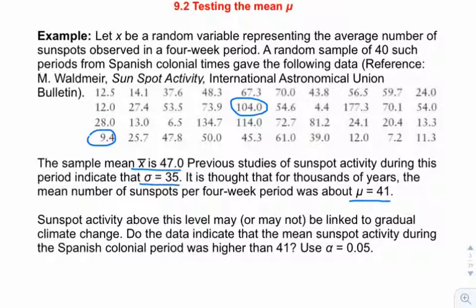So let's read the question. It's asking whether the mean was higher than 41. So it's asking, is there evidence that the mean is greater than 41? And we'll want to note our level of significance.